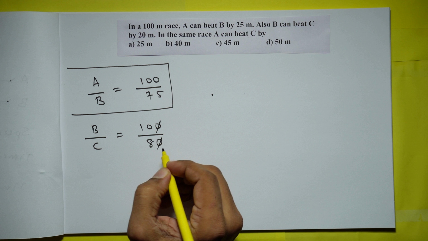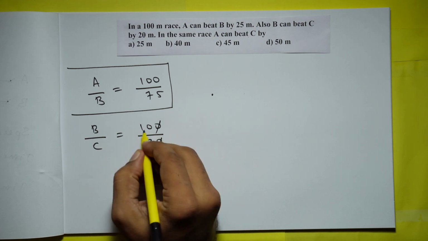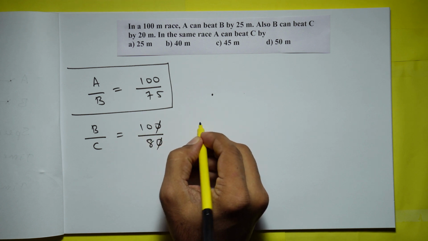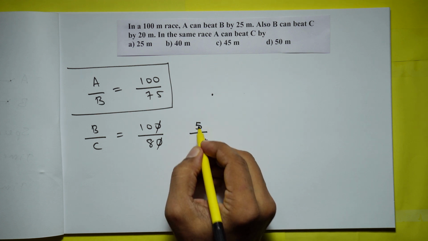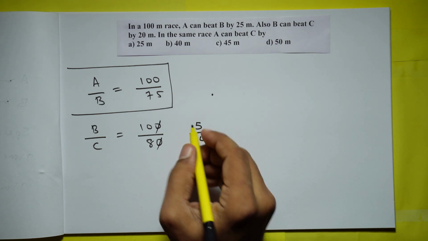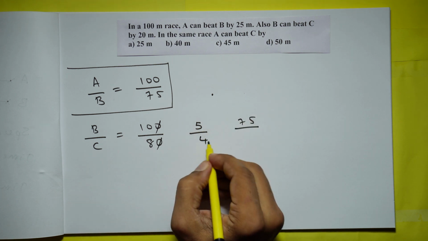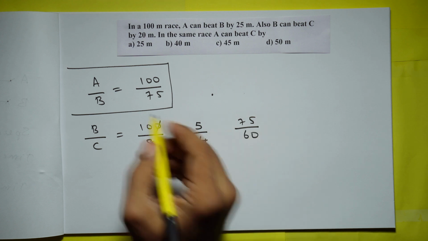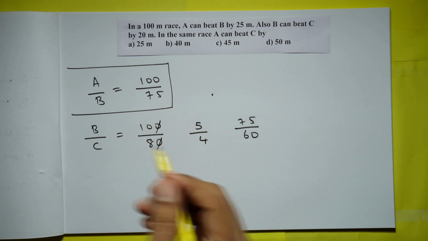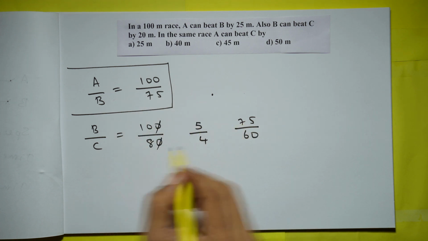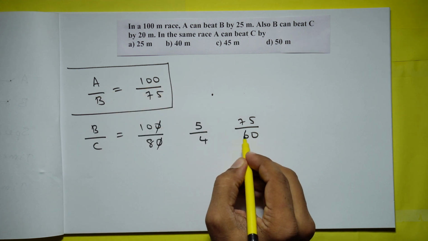I'll cancel out the zeros, which means that when B does 10 meters, C will do 8 meters. Similarly, if you divide both values by 2, when B does 5 meters, C will do 4 meters. Now, if you multiply both numerator and denominator by 15, 5 into 15 gives you 75. So when B does 75 meters, C will do 4 into 15, 60. So from this we know, when A does 100 meters, B will do 75 meters, and when B does 75 meters, C will do 60 meters. So basically, when A does 100 meters, C will do only 60 meters.